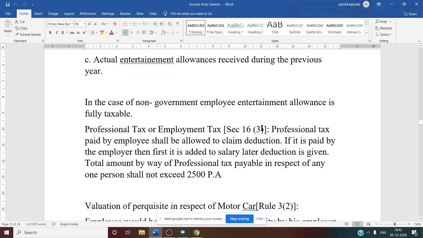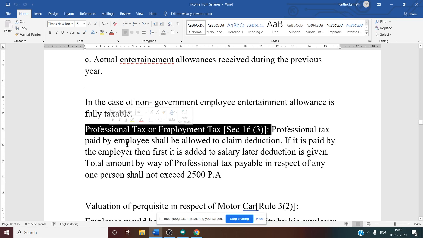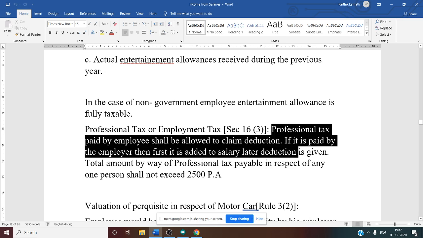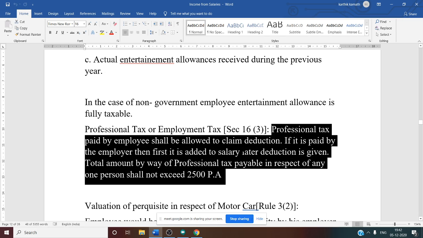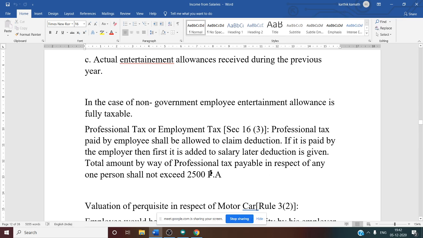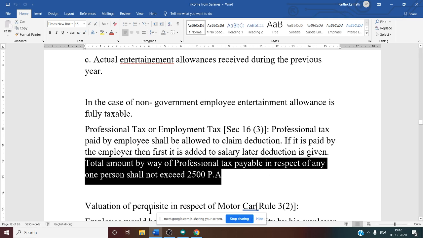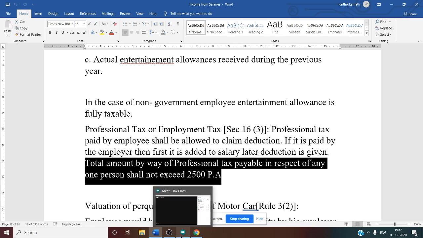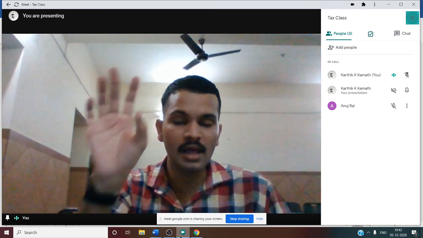Next comes section 16 clause 3, professional tax or employment tax. Professional tax paid by the employee shall be allowed as a deduction. That means first you have to add professional tax if it is paid by the employer, then you have to consider this under taxable salary. First you have to add, then the deduction is given. So the total amount by way of professional tax payable in respect of any one person shall not exceed 2,500 per annum. That means for 1 year, at the maximum, 2,500 is deductible as professional tax.